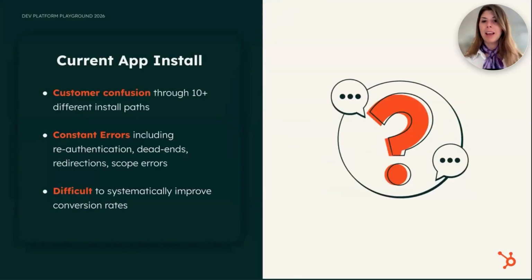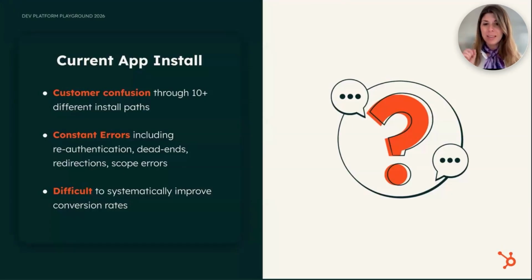When we mapped the end-to-end install experience, we found more than 10 different paths depending on the app. 10. And each one had its own adventure, and not in a good way. That often meant bouncing out of HubSpot to a third-party page, hitting a re-authentication wall, or landing on a dead end with no clear next step. Scope errors, redirects, loops, we have heard it all from our customers running into all of it.